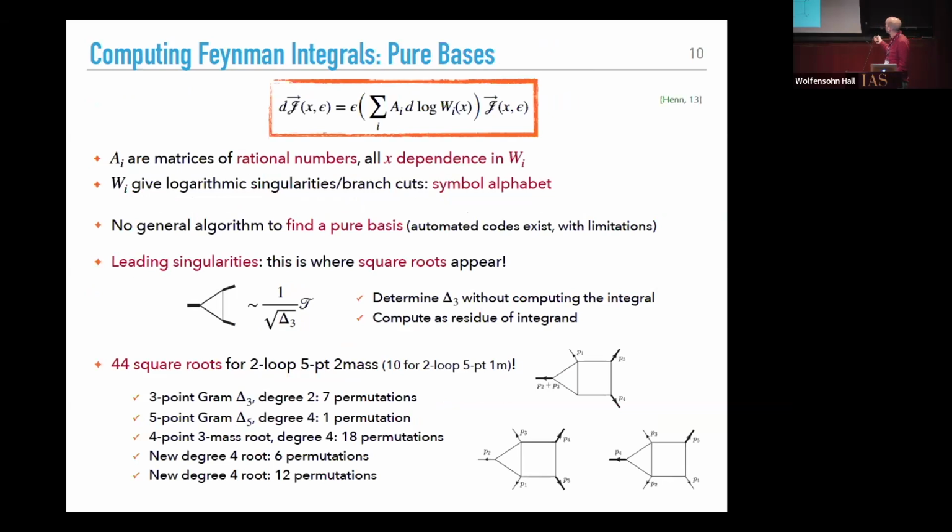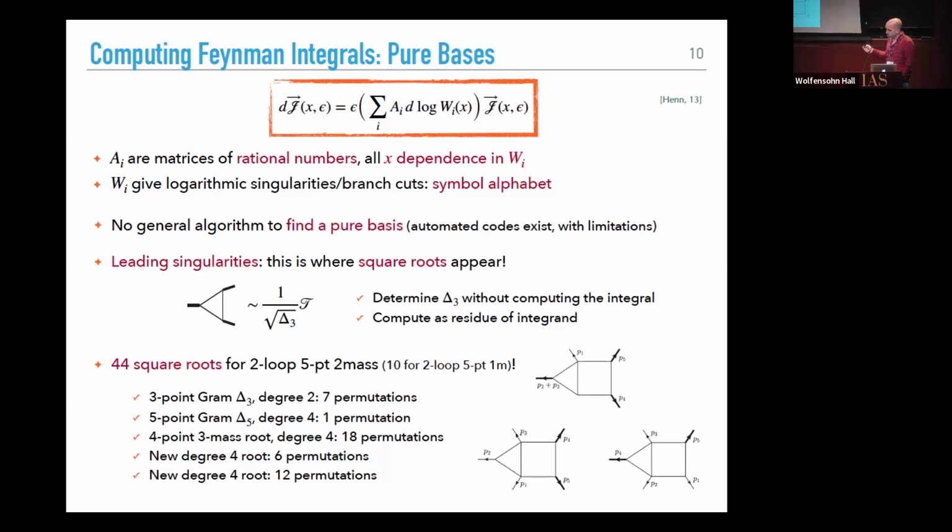And as Johannes taught us some years ago, if you find a pure basis where the differential equation is in canonical form, then you have a differential equation that looks much nicer. So in particular, epsilon comes out of that matrix. That means that solving this differential equation order by order in epsilon becomes very simple. And also the kinematic dependence in this matrix is only through these d-log forms. The A_i here are just matrices of rational numbers.